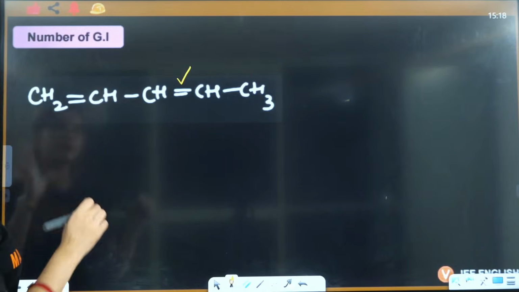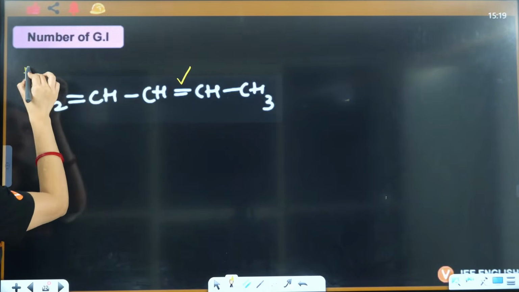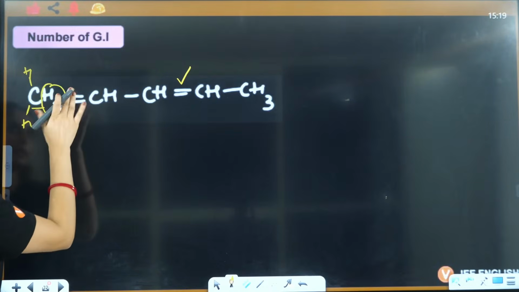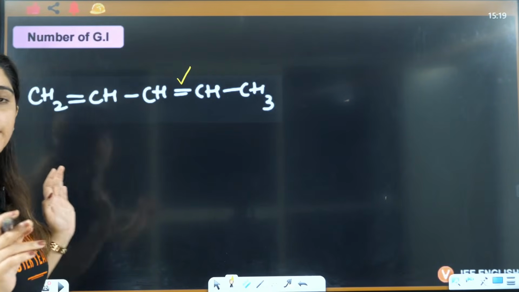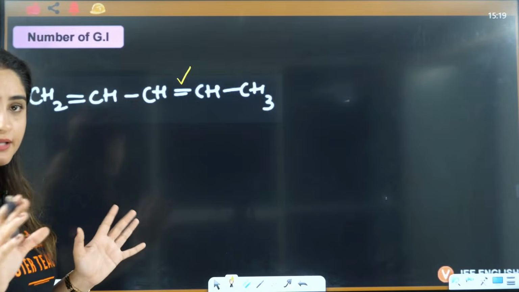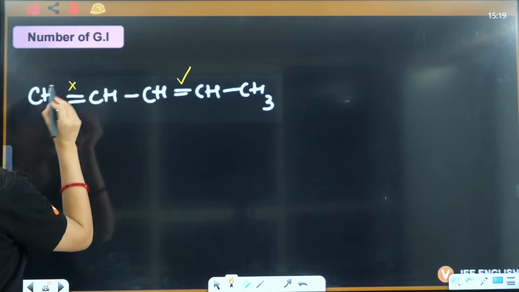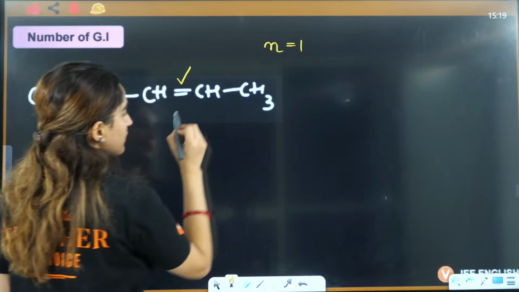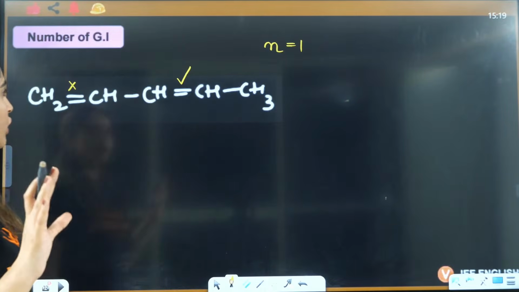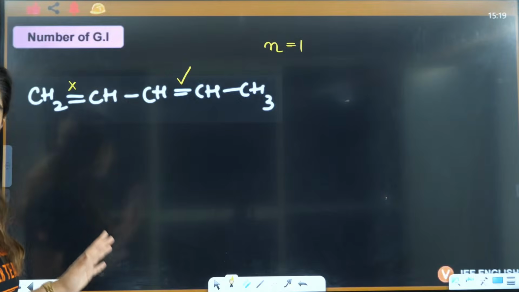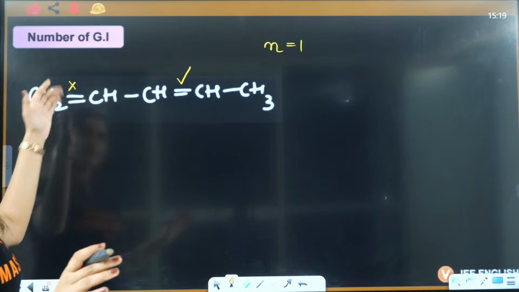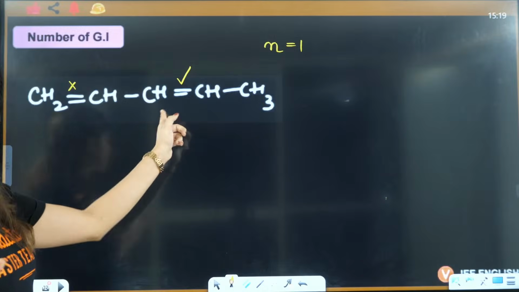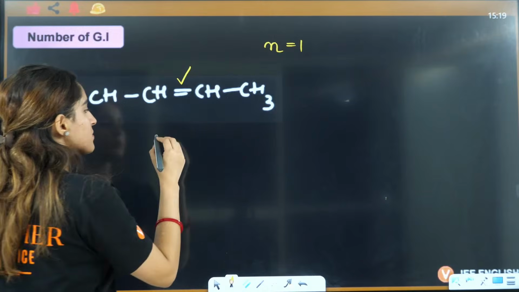What about this one? On this carbon, you have two hydrogens. That means on one carbon of the double bond, you have the same groups. That means this is not a condition of GI. So the number of GI sites is 1, right? And is it symmetrical or asymmetrical? We can see this is not a symmetrical structure, right? If you pass a plane from here, this is not a mirror image, right? That is not symmetrical, right?